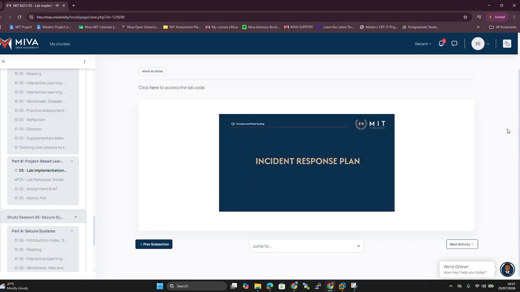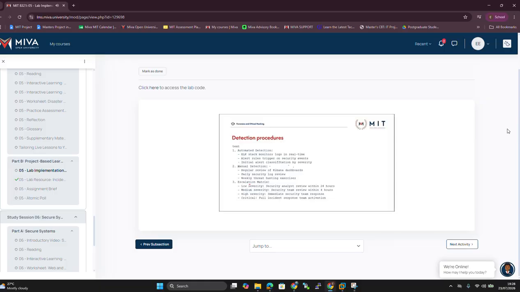Looking at the incident response plan, it is important that incident responders have a plan and also have an incident response playbook where you document what actions should be taken should any of these things happen. And of course, you have plans on how to respond to incidents that happen to your system. So one of the things is to have detection procedures in place.